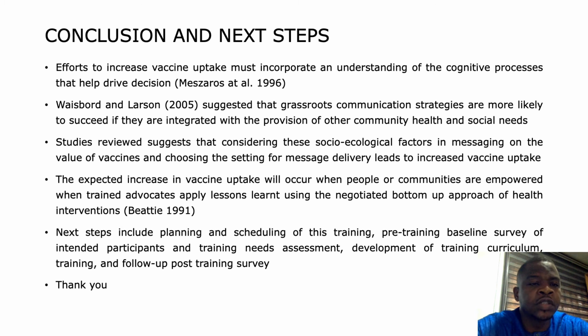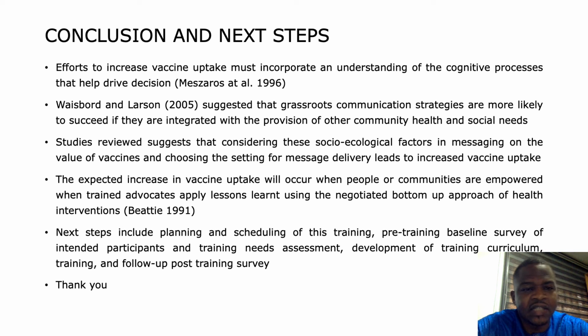So in conclusion, efforts to increase vaccine uptake must incorporate our understanding of the cognitive processes that help drive decisions. And these cognitive processes do not exist alone. If you look at the Dahlgren and Whitehead model, you have to consider the other factors: the social setting, the educational needs, the economic needs, the cultural context, the lifestyle. You need to consider all that so that you are communicating in a way that resonates better with the population.